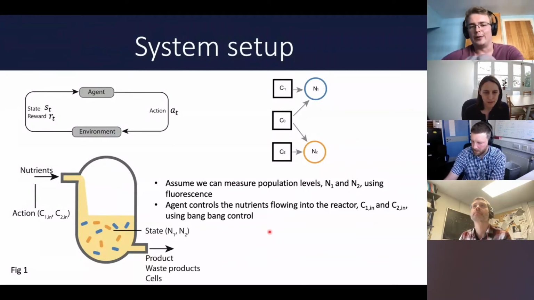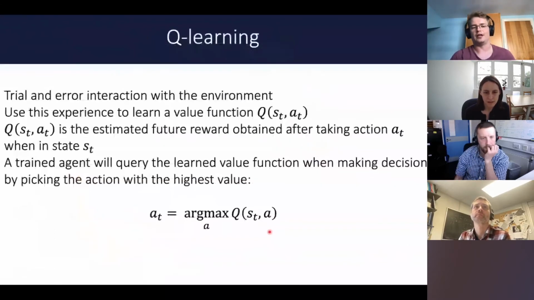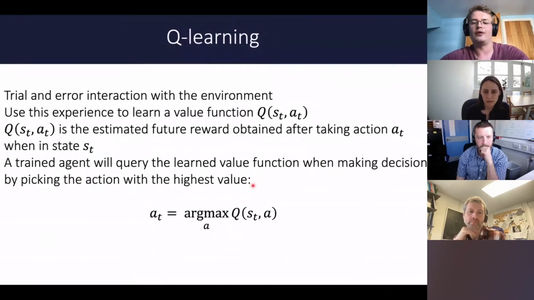So the main idea behind Q-learning is we do this trial and error interaction with the environment. So we gather experience, and then we use this experience to learn a value function. What a value function tells you is, if you give it a state action pair, it will tell you the estimated reward you can expect to get in the future. That's how good the state action pair is, because obviously a state action pair with a higher value is going to lead you to higher rewards in the future.